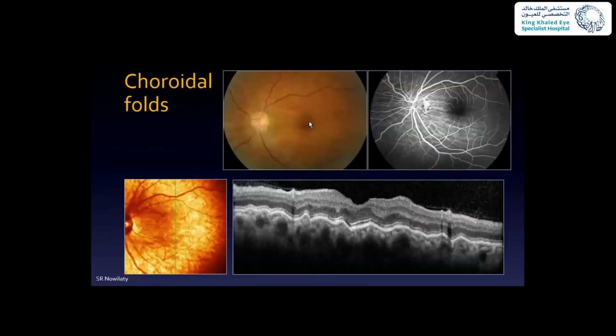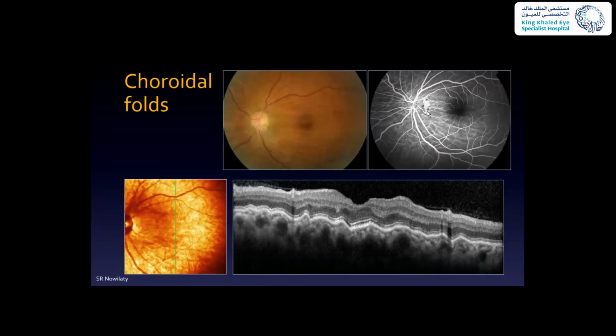Now, choroidal folds, you can also see on an OCT. I don't think there's any difficulty here. You can see how the RPE and the choroid, everything goes up and down very nicely. The choroid is of nice thickness. The retinal stratification is normal and it just follows the folding, without loss.